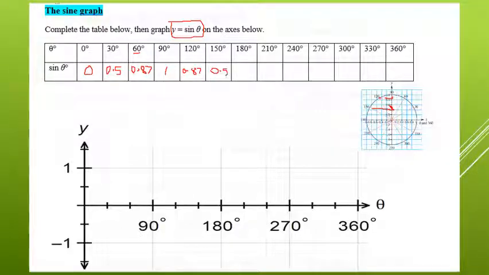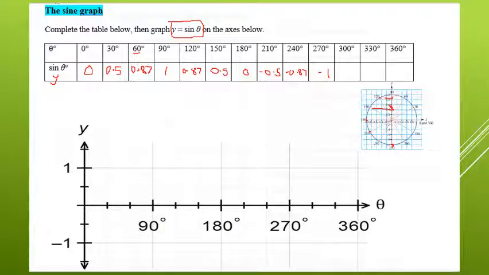Or we use a calculator. Sine of 180 degrees is the y coordinate here, which is 0. At 210 degrees, we're now getting to the negative y values, so this is actually negative 0.5. Sine of 240 is negative 0.87. We can be doing these on our calculator. Sine of 270 degrees is down here, so the y value there is negative 1. So remember, sine is the y coordinate around the circle.